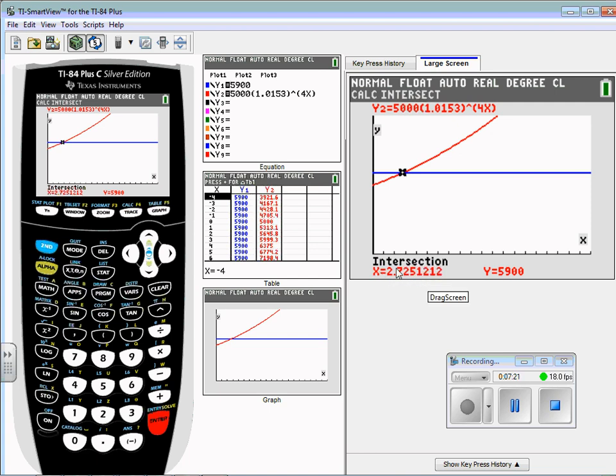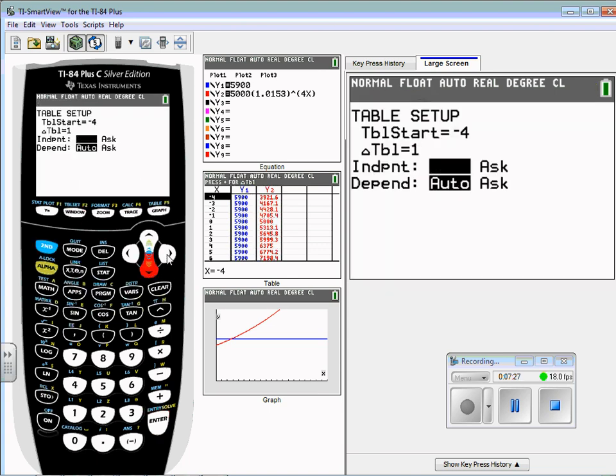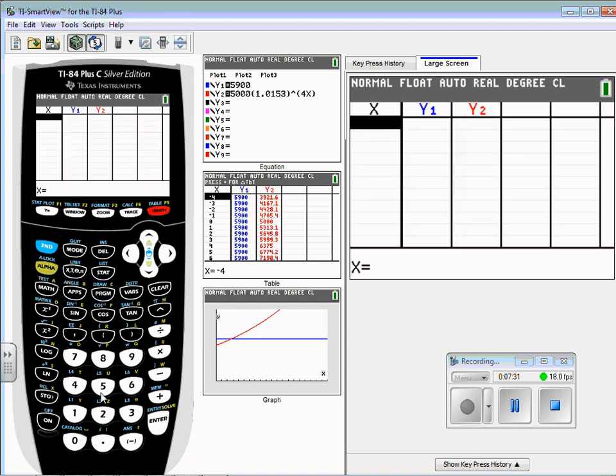So what I'm going to do to show you how this growth works is I'm going to go in my table setup, and I'm going to put my independent on ask. And the reason I want to do that is I want to show you what happens during that second year. So at the end of my second year quarter, I have 5,645.